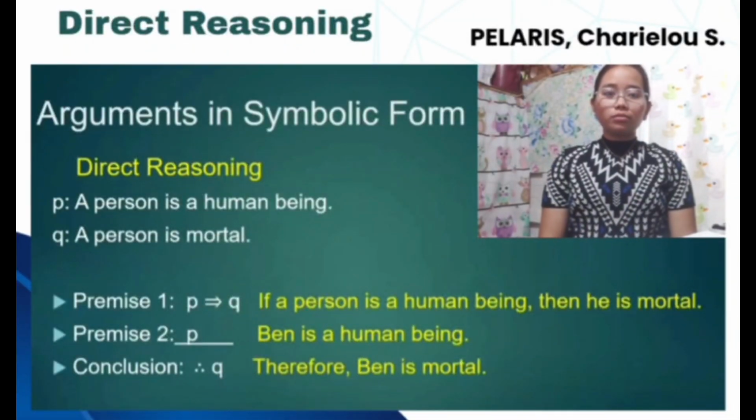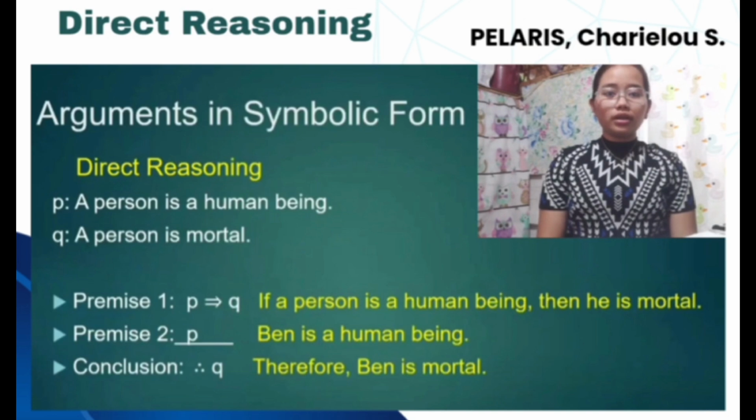Arguments in symbolic form. The first one is direct reasoning. P: a person is a human being. Q: a person is mortal. Premise 1: If a person is a human being, then he is a mortal. We have a specific example. Premise 2: Ben is a human being. Conclusion: therefore, Ben is a mortal.